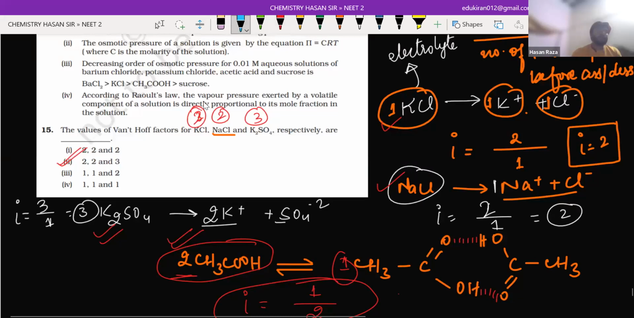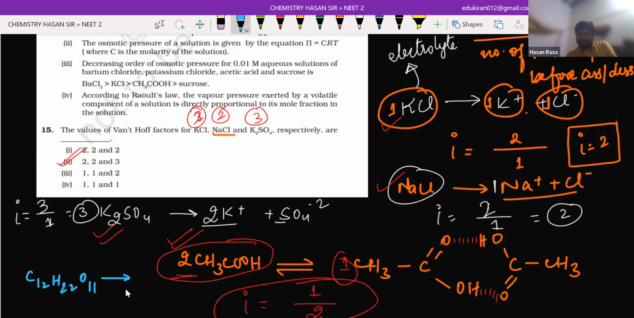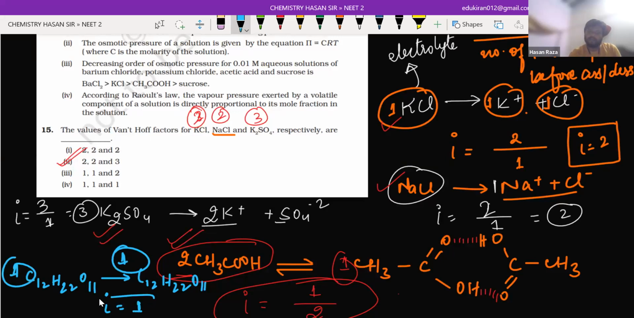Now there are some compounds which neither associate nor dissociate, like glucose, or sucrose C12H22O11. If you put this in any solvent, in water, it won't dissociate or associate. So what will be the value of i for this, since association or dissociation is not taking place? After it is 1 and before it is also 1. So the value here will be i equal to 1. Got it?